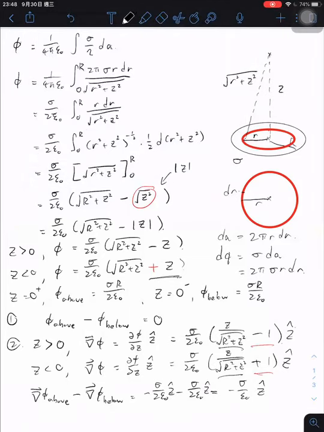As we have taught in the lecture, the gradient of the electric potential is basically minus the electric field. So this shows that the electric field is not continuous across the surface if we have a non-zero charge density on that surface. Okay, so that is question 1.